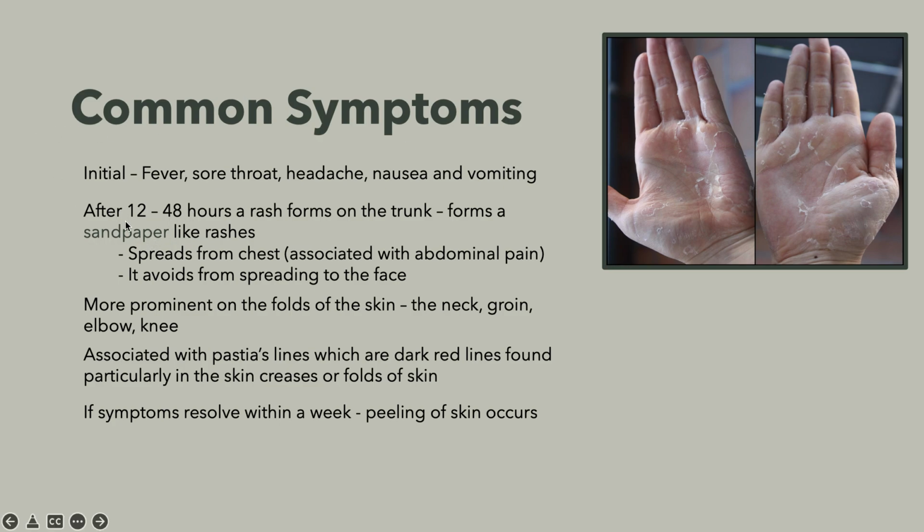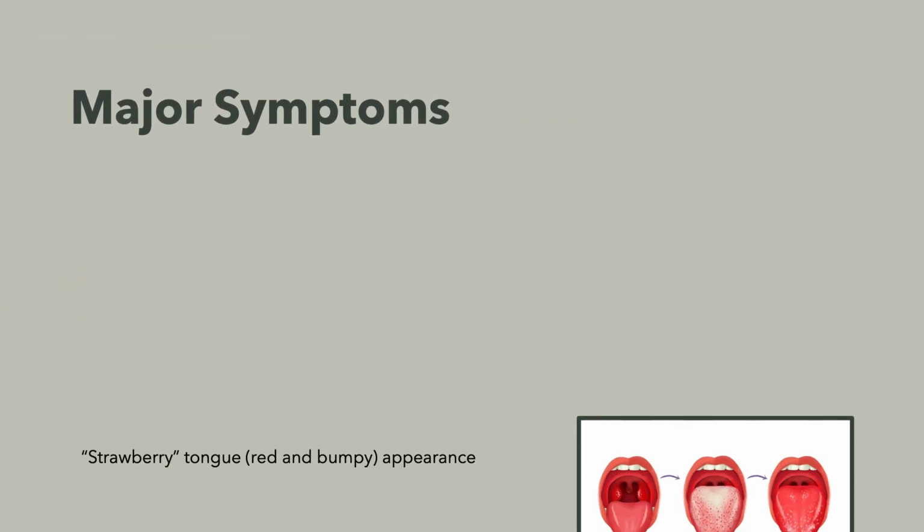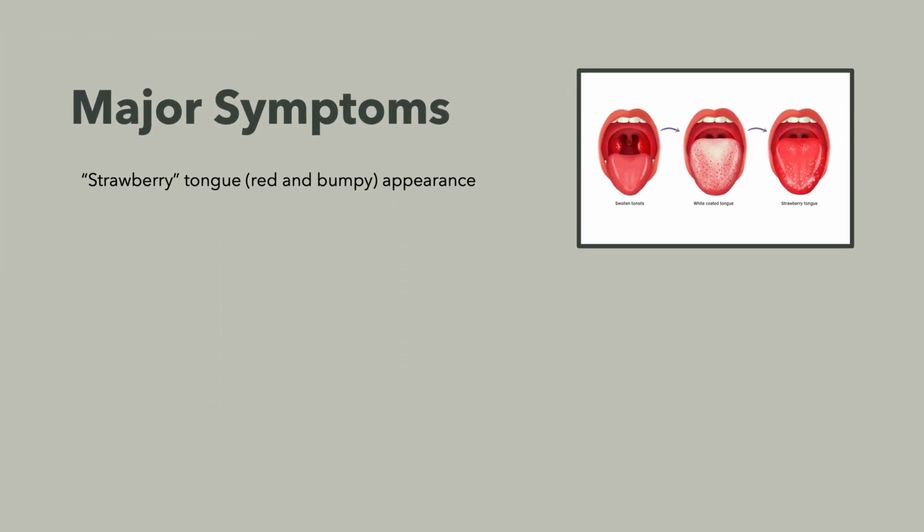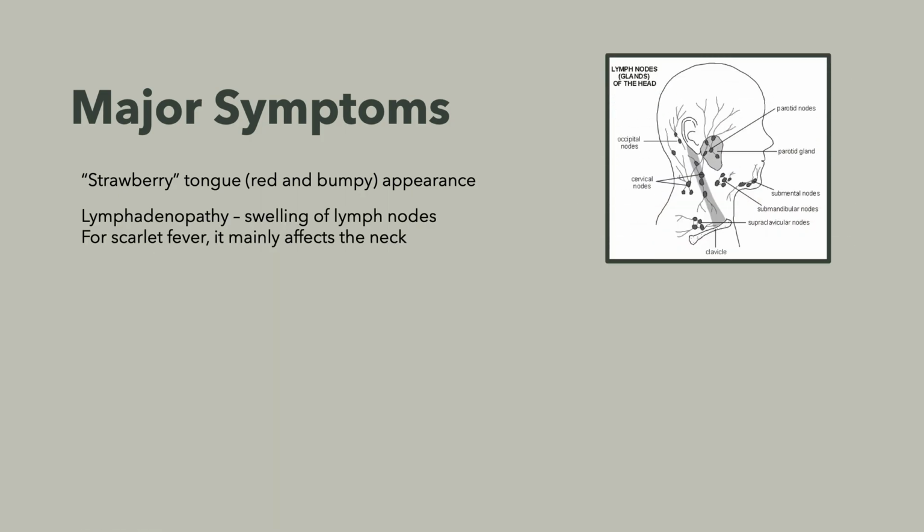Before any severe symptoms like sandpaper rashes occur, initial symptoms will occur throughout those 2 to 4 days, where bacteria will try to grow and attack. Major symptoms. Swollen tonsils occur, which then will cause a white coated tongue, and then a strawberry tongue, which is a huge characteristic of scarlet fever.